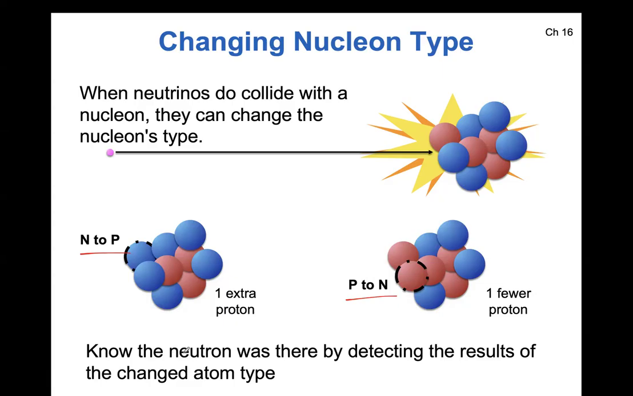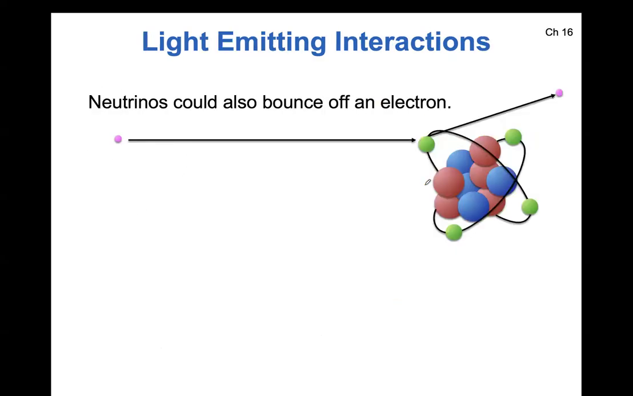So this is actually, I meant to fix this typo because you can tell it's supposed to say neutrino. So we know that the neutrino, N-E-U-T-R-I-N-O, was there by detecting the results of the changed atom type. So that's our evidence of the neutrino collision.